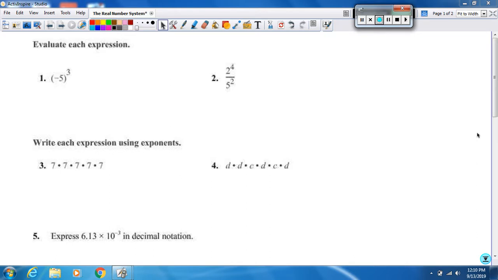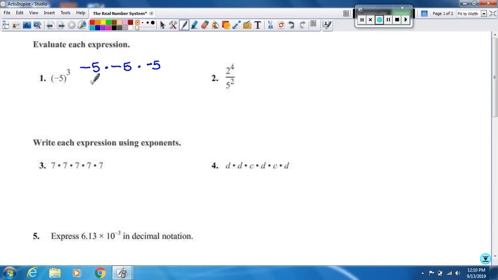In order to evaluate each expression, you have to look at the exponents because that tells you how many times something is happening. So this right here means -5 three times. So what this exponent tells you is to do -5 times -5 times -5.